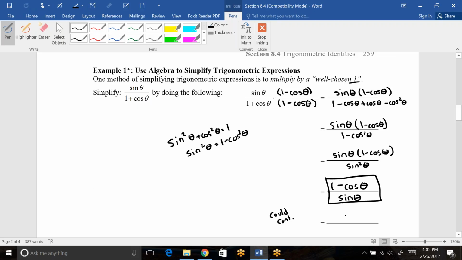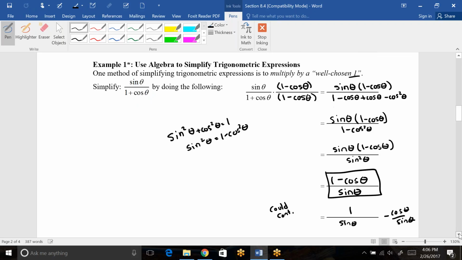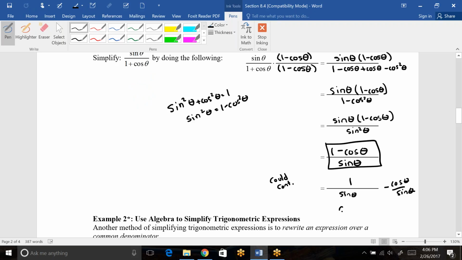If we wanted to continue, because like I said, we don't know where to stop, we could break this up into two separate fractions. 1 over sine theta minus cosine theta over sine theta. Notice they both have the same denominator. And then that would be cosecant theta minus cotangent theta. So see, these identities can be stopped in multiple formats or states. It just depends on what they're trying to have us prove. So right now we're just practicing using techniques to manipulate.